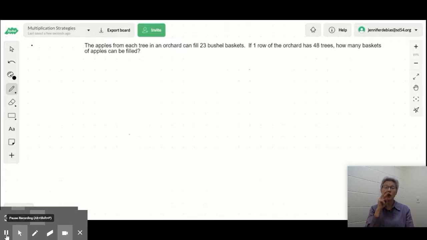Take a look at another problem that we can use partial products to solve. So this says the apples from each tree in an orchard can fill 23 bushel baskets. If one row of the orchard has 48 trees, how many baskets of apples can be filled?